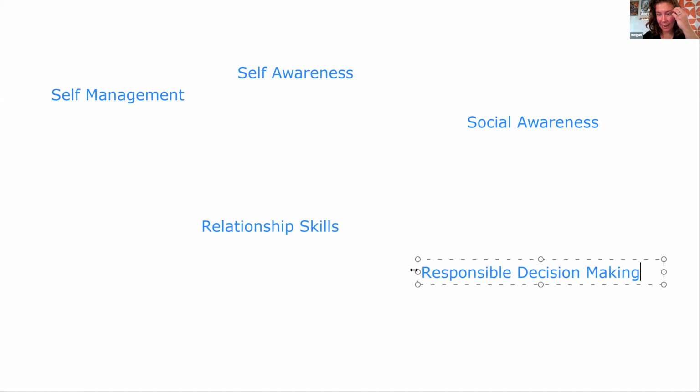So I had a teen when I was working in the teen department at Chattanooga who had anger issues, and she kept getting kicked out of school for physically fighting with other girls who would instigate with her. And she couldn't find the impulse control. So impulse control is one of those under self-management.